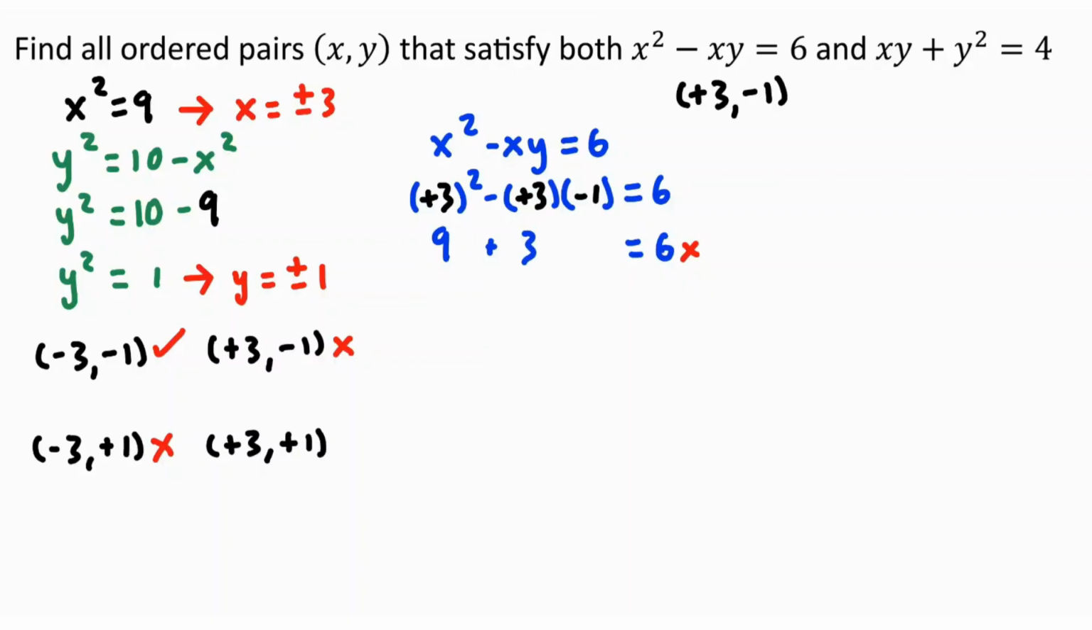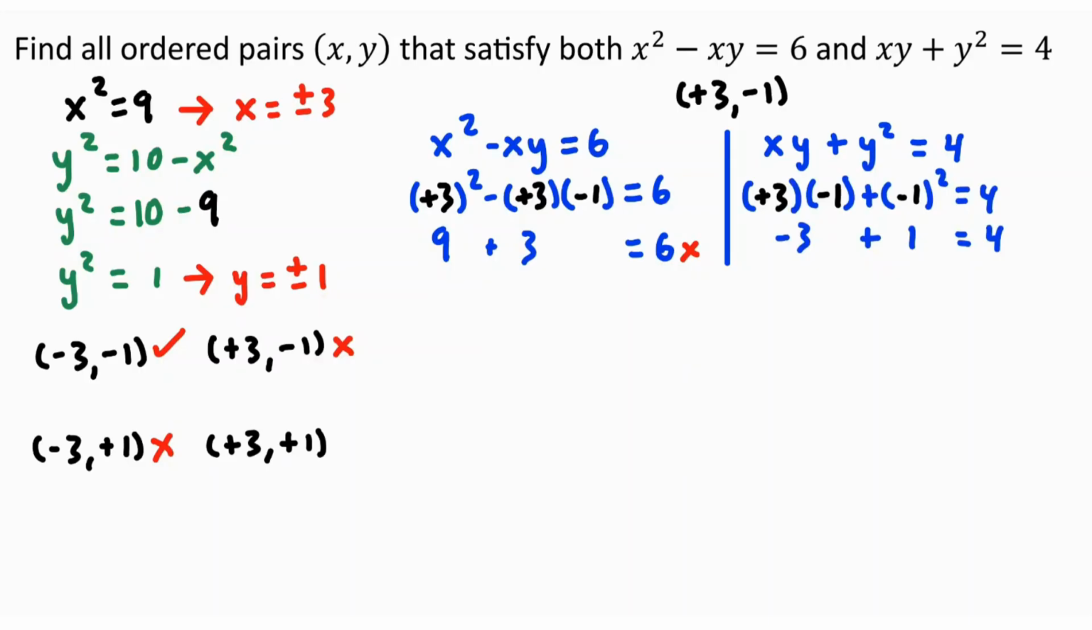There's no need to check the second one since this doesn't work, but we'll check it anyway, and we'll substitute in, and find out we get negative 3 plus 1, which is not equal to 4. So, checked off. But what about positive 3, comma positive 1?